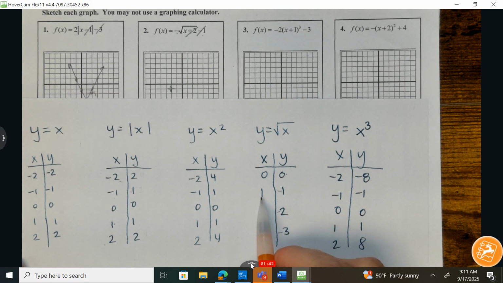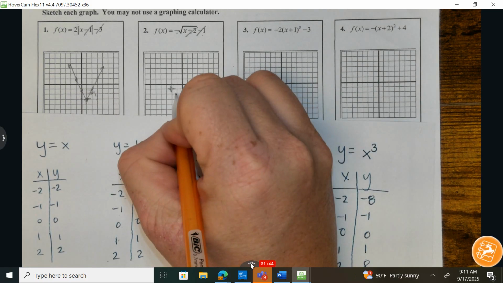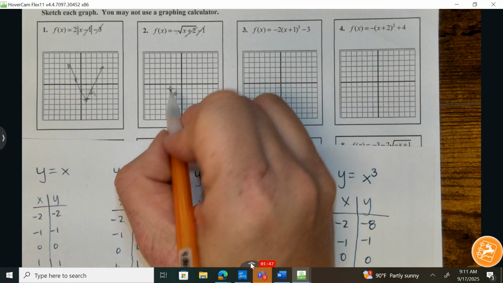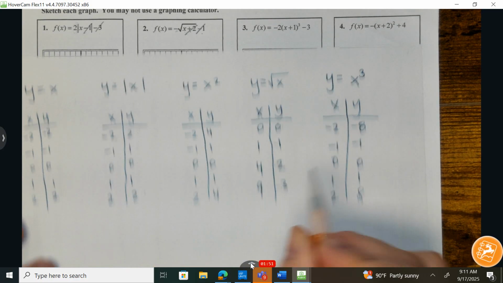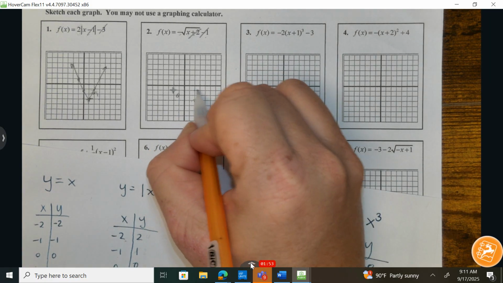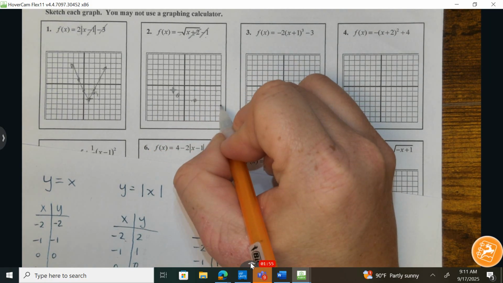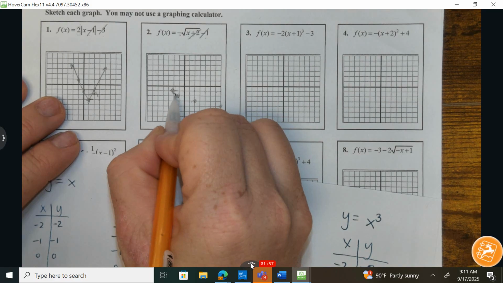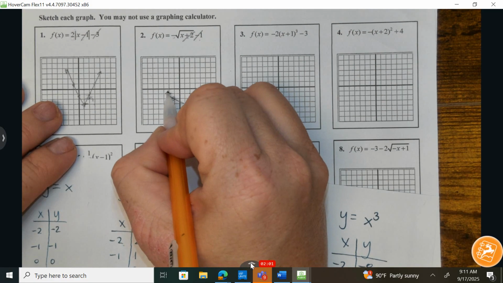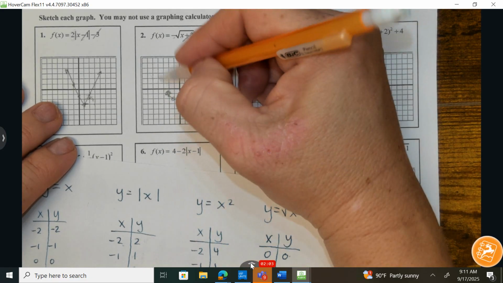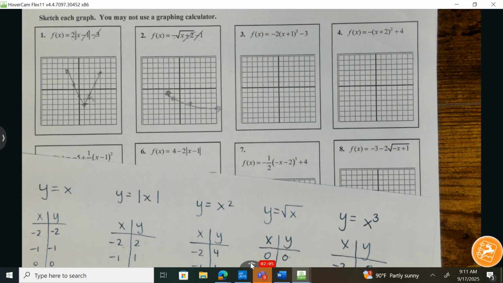So this is my 0, 0. I'm going to go right 1 and down 1. I'm going to go right 4 and down 2. And right 9 and down 3. And now this is going to be my graph. Make sure we have an arrow on this end. This is where it stops, so it doesn't have an arrow that continues to move up. Let's look.